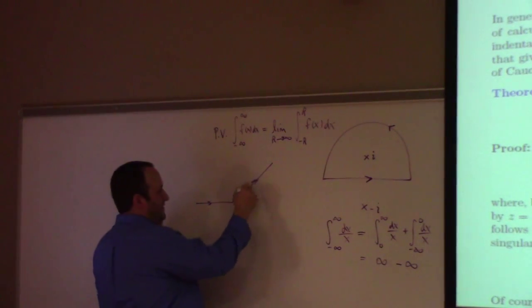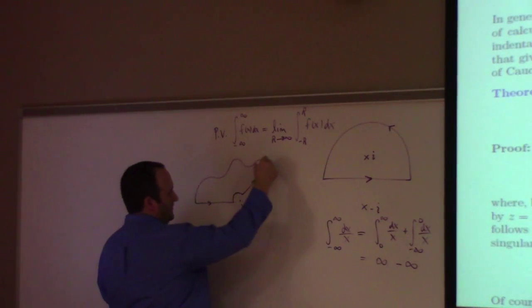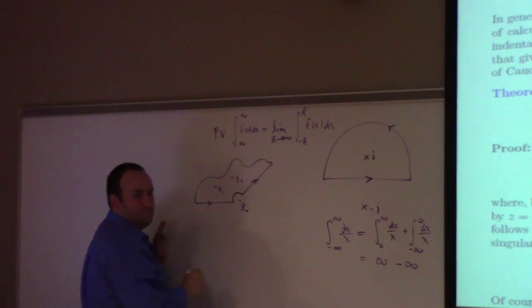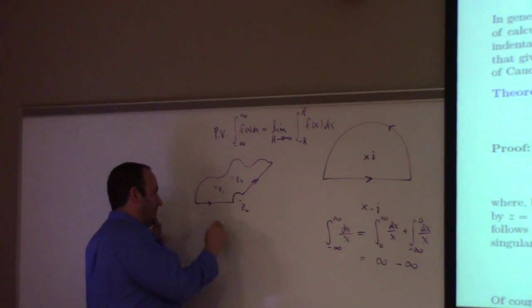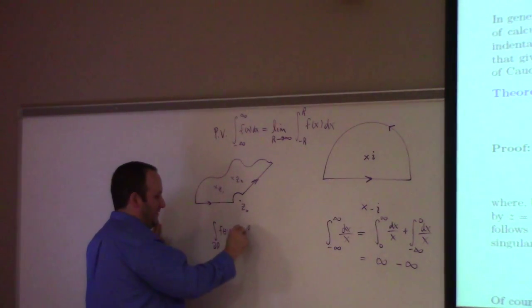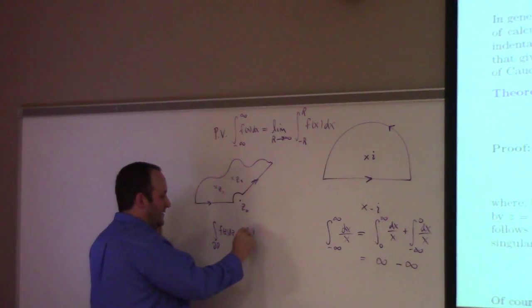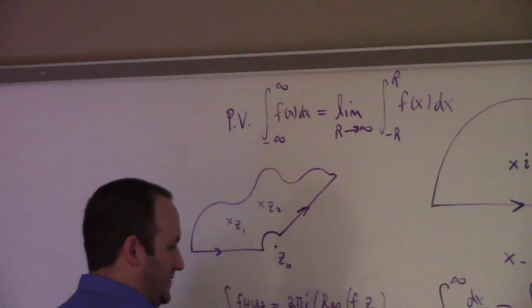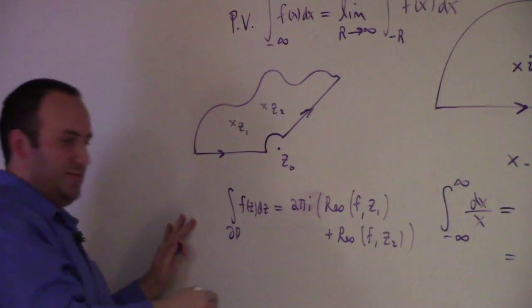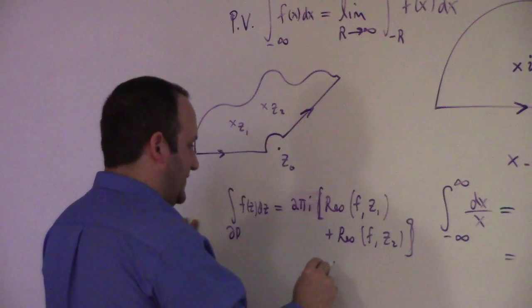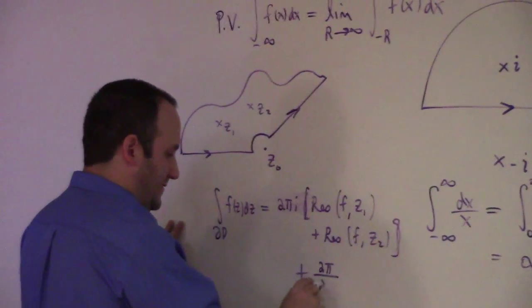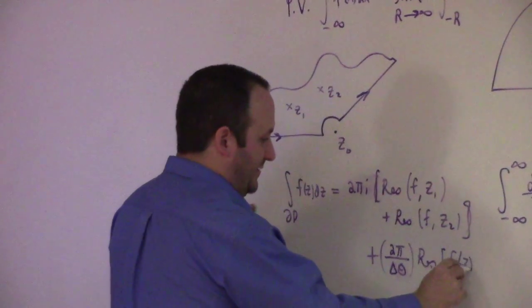suppose you have a curve like that. And then, whatever else happens elsewhere, maybe you've got some singularities in here, z1, z2, z naught. So there's a Cauchy residue theorem here, which says that the integral around this curve, the boundary of D, of f of z dz, will equal 2 pi i times the residue of f at z1, plus the residue of f at z2. Fine, the inside ones, the usual song and dance. But then plus, now here's the funny thing, 2 pi divided by the change in theta, times the residue of f of z at z naught. That's the way it works.